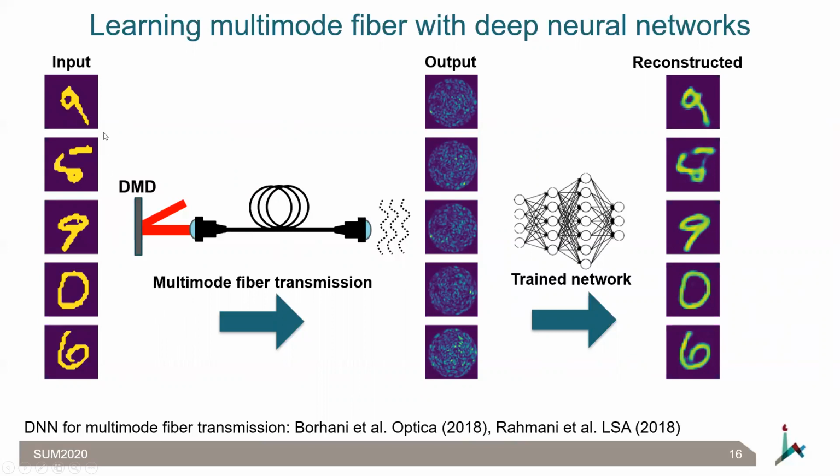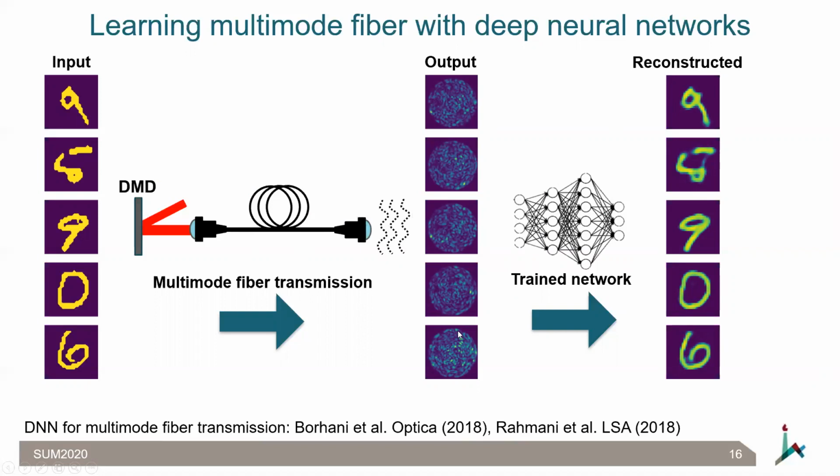What people typically do is use a DMD to project some digits or letters on the input facet of the fiber. At the output, the intensity speckle patterns are recorded. And using a trained neural network, the digits, or whatever the object was, are reconstructed. Essentially, what the network does is learn the transmission matrix of the fiber, but using only intensity measurements. Usually, to learn the transmission matrix, we need to measure the complex fields at the output. But here, thanks to the neural network, it's possible to reconstruct the inputs simply from intensity patterns. So this works very nicely.